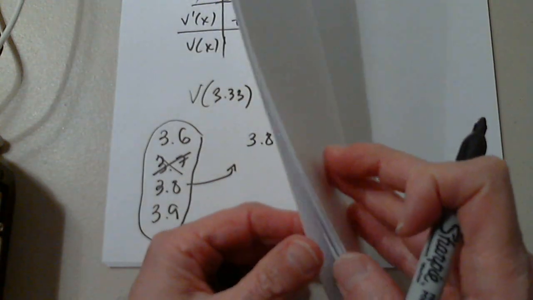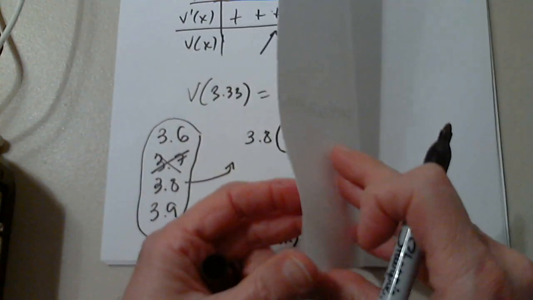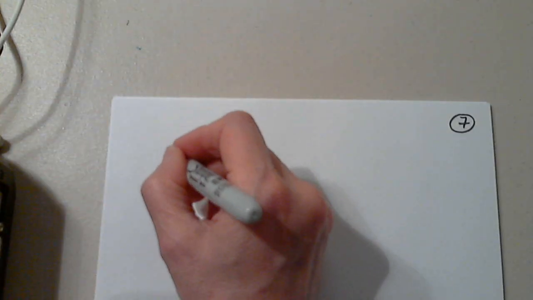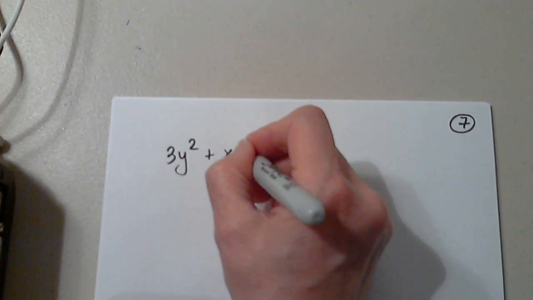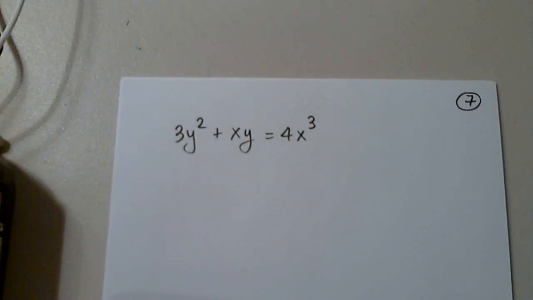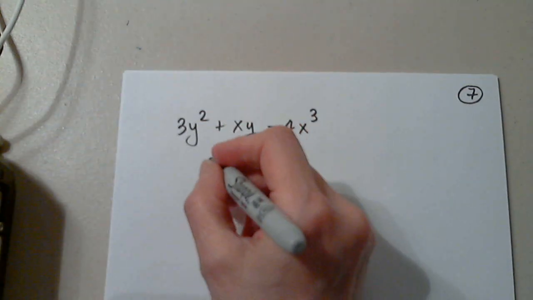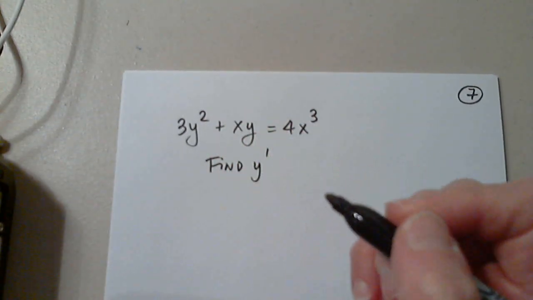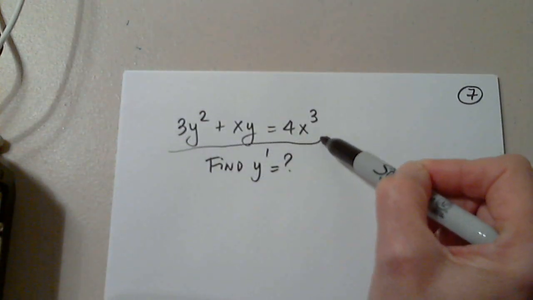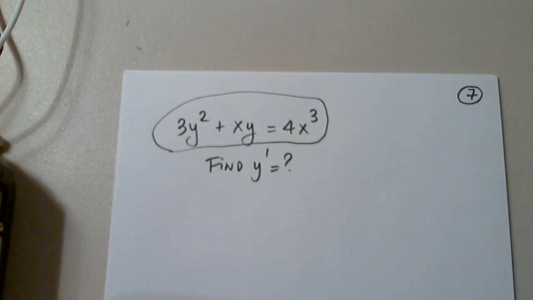But let's take a look at the following equation. And after this, I'll stop, I promise. What if I have 3y squared plus xy equals 4x to the third? And we're asked to find y prime. I cannot solve this. I say you won't be able to solve it.